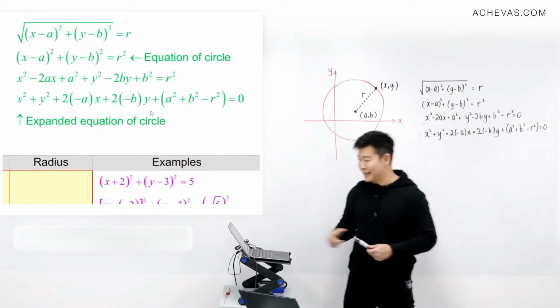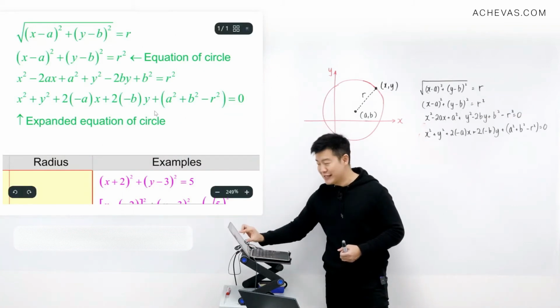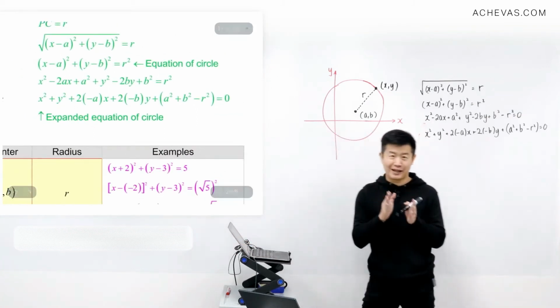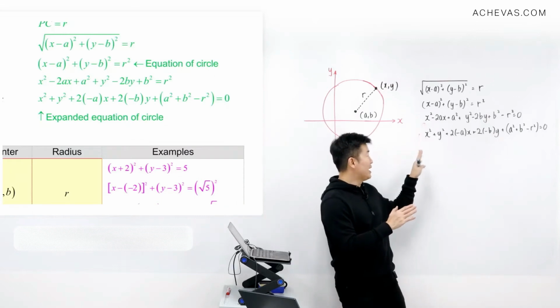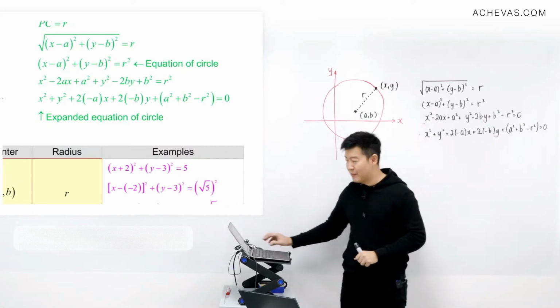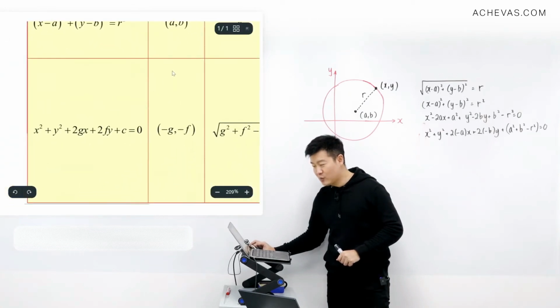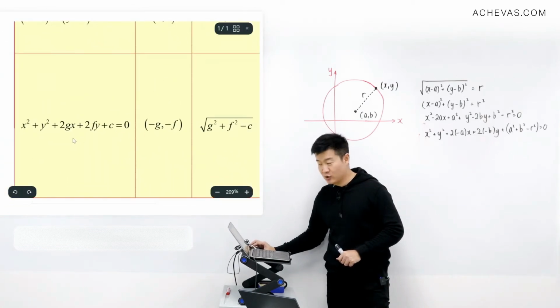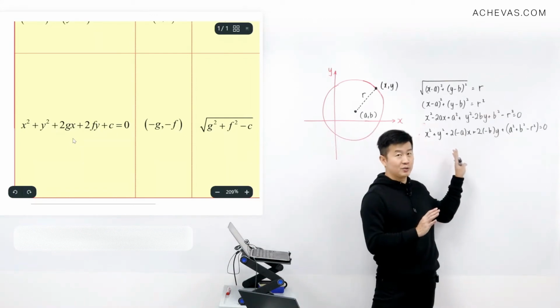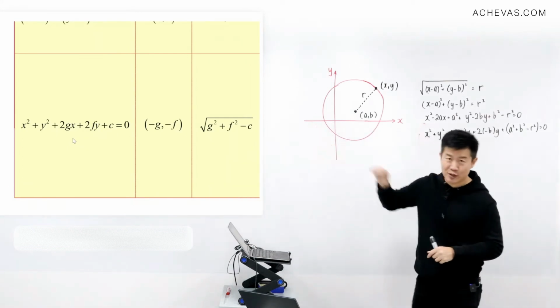But I have to say that this is not exactly the easiest to memorize, so let me give you another form, okay? It is actually the same as this, except that I'm going to replace minus a by g and minus b by f, and that will get me this equation here. This is actually very similar to this. I'm going to use this equation instead.